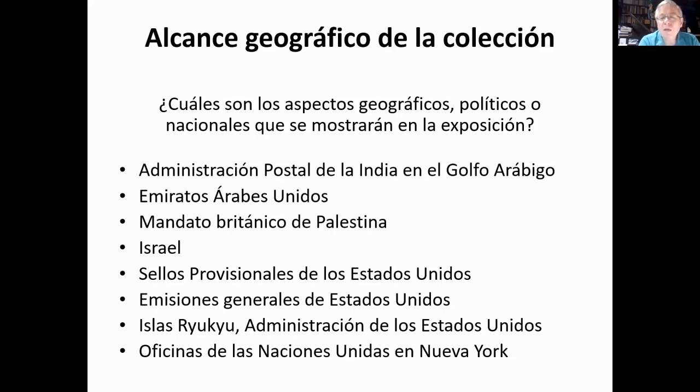Now, other things can basically be, again, political entities. For example, the US administration of the Ryukyu Islands after the Second World War. Finally, an example, the United Nations offices in New York. They, since the beginning, have issued their own stamps. It clearly defines the geographical scope. It differentiates the offices in New York from those in Geneva and Vienna, which also issued their own stamps. Next.